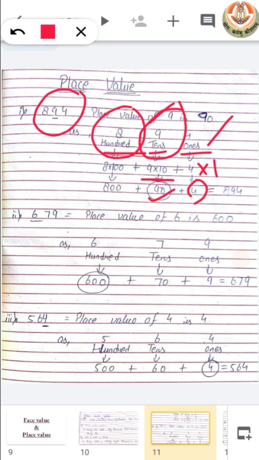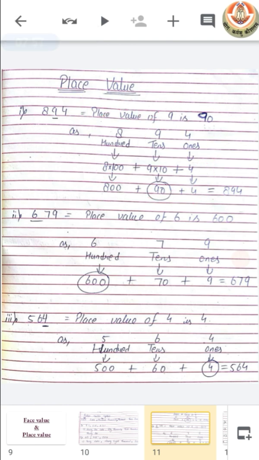And similarly for the hundreds place, we have to multiply 8 with 100 and we get 800. So we can say that the place value of 9 is 90.